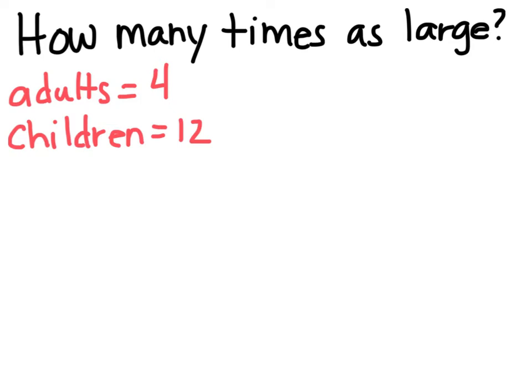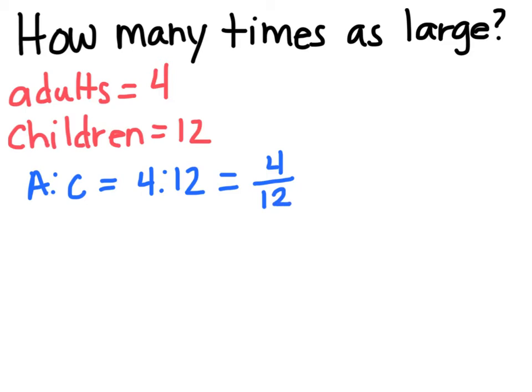Okay, so we want to begin by writing a ratio of adults to children, which would be 4 to 12. Now we can write that in fraction form by making our first term the numerator and our second term the denominator, giving us 4/12. We can reduce this fraction to 1/3. So our answer is the number of adults is 1/3 times the number of children.